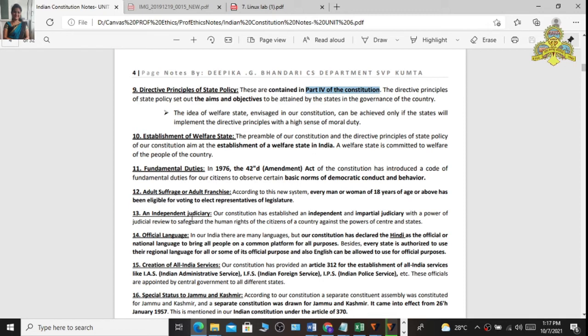One more is an independent judiciary. Our constitution has established an independent and impartial judiciary with the power of judicial review to safeguard the human rights of the citizens against the powers of centers as well as states. Okay, independent judiciary.